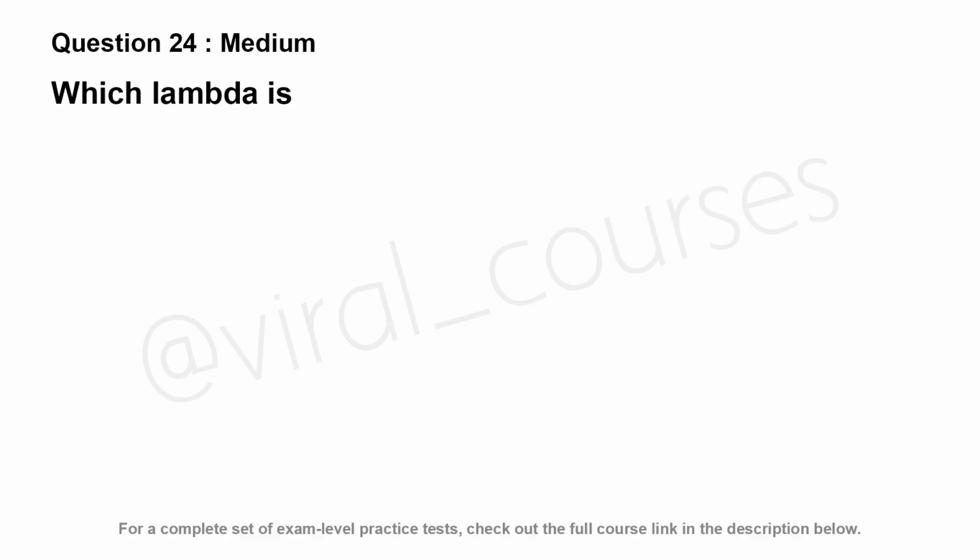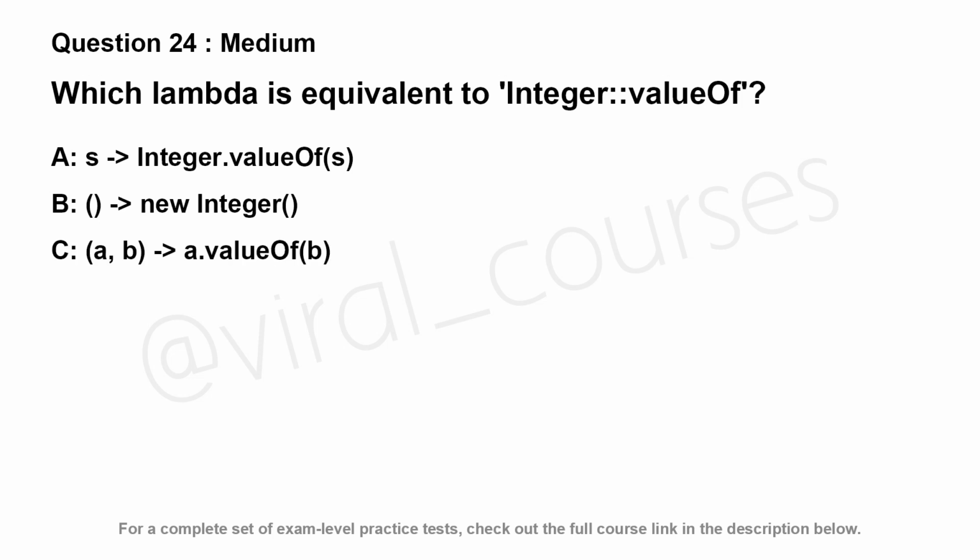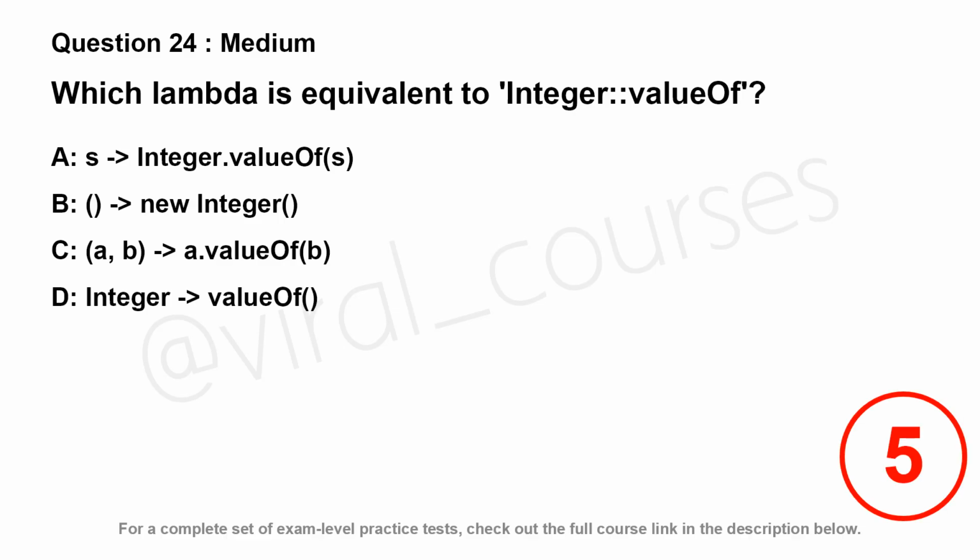Which lambda is equivalent to Integer::valueOf? Option A, s -> Integer.valueOf(s). Option B, () -> new Integer. Option C, (a, b) -> a.valueOf(b). Option D, Integer -> valueOf.